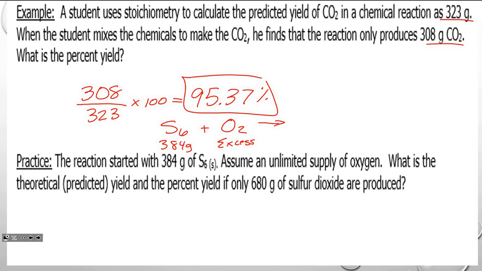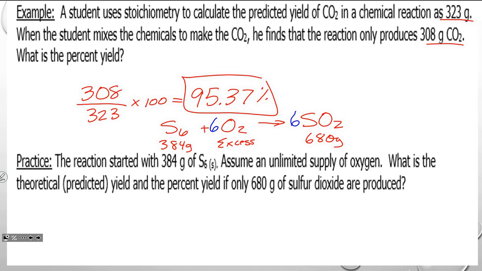And I end up with a predicted yield of sulfur dioxide, SO2, of, if only that much, 680 grams, were produced. So this is like what I was telling you. This one's going to take a little bit more oomph. First of all, I need to balance it. So balance the equation. What do I need to do to balance the equation? Well, put a 6 over here, right? And put a 6 right here. Be okay with that?